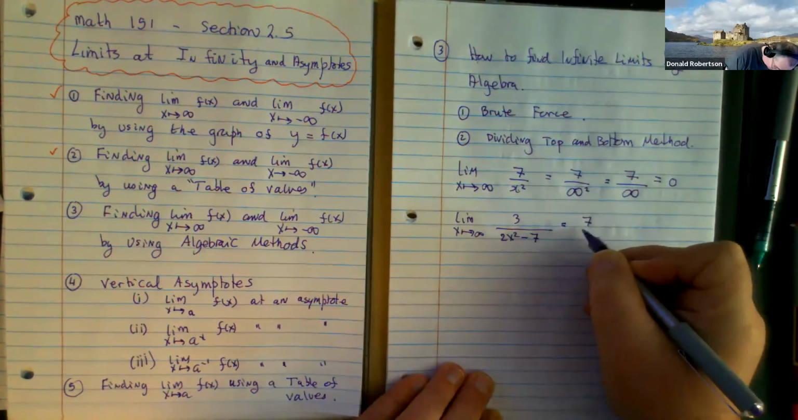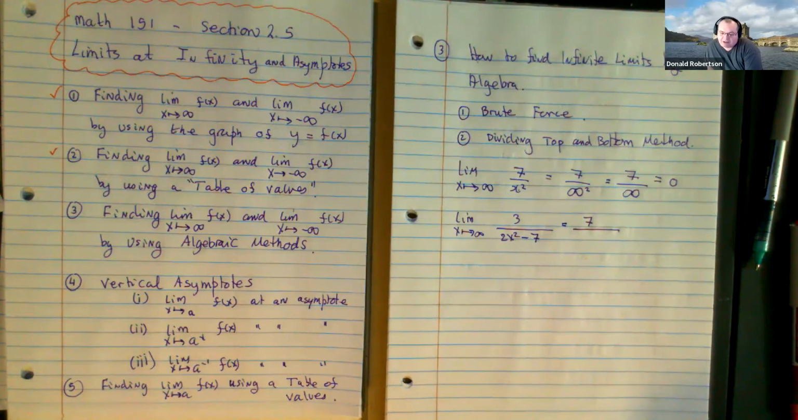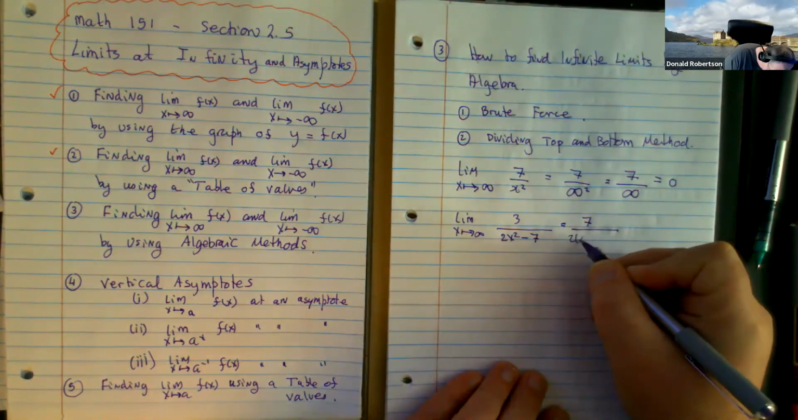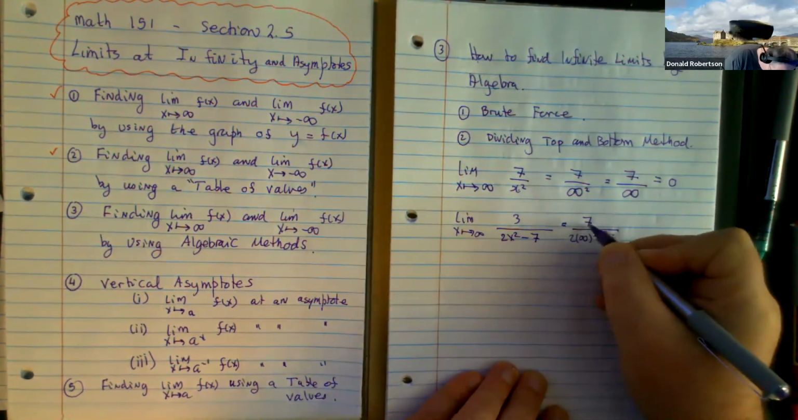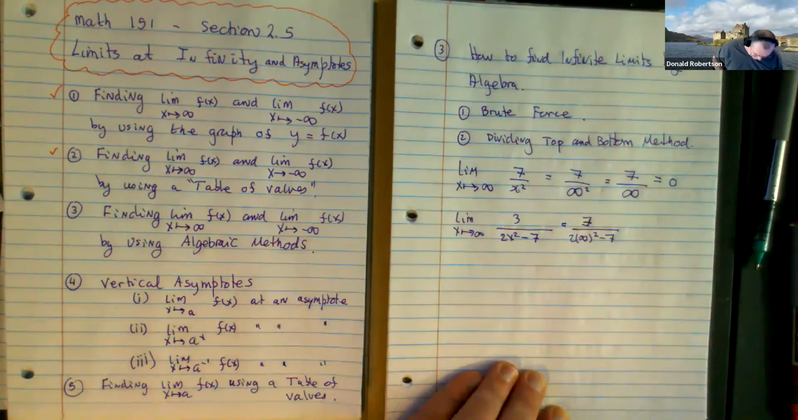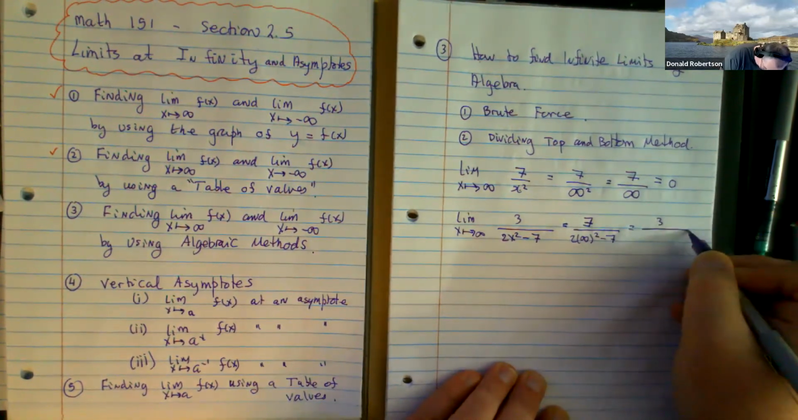Let's do some brute force on this one. So it's going to be 2 times infinity squared, divided by... take away 7. That's going to be 3 on the top.